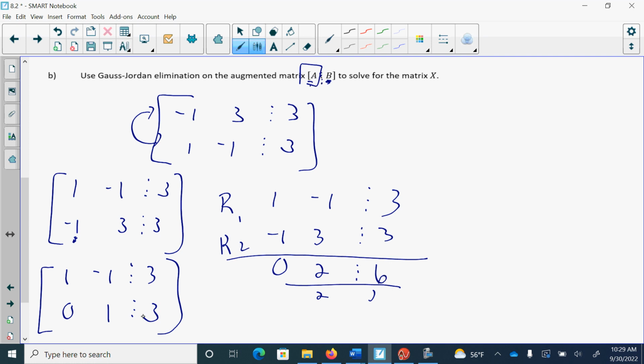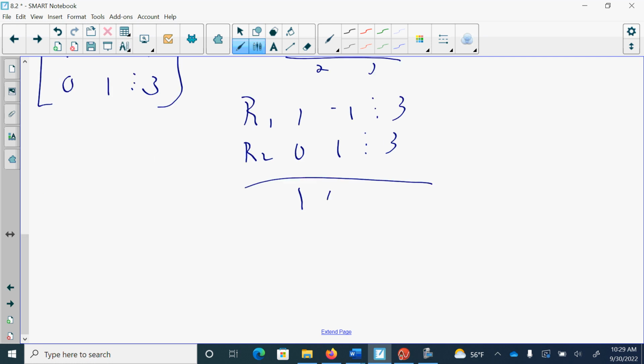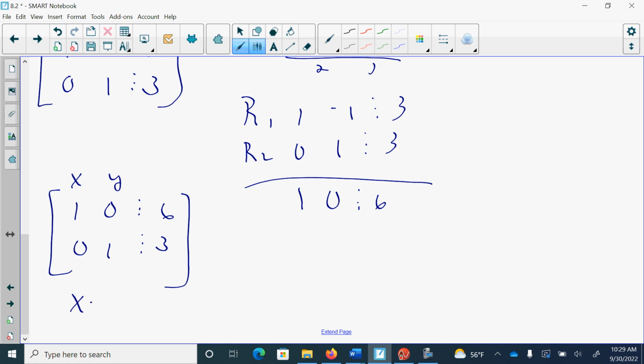Still have to put it in reduced row echelon. What's the last thing I have to do? Add row 1 and row 2. So row 1 is 1, -1, 3. Row 2 is 0, 1, 3. When I add them together, I get 1, 0, 6. So 1, 0, 6, 0, 1, 3. So do we agree that this is my X column, this is my Y column? So X is equal to 6, Y is equal to 3, ordered pair 6, 3.